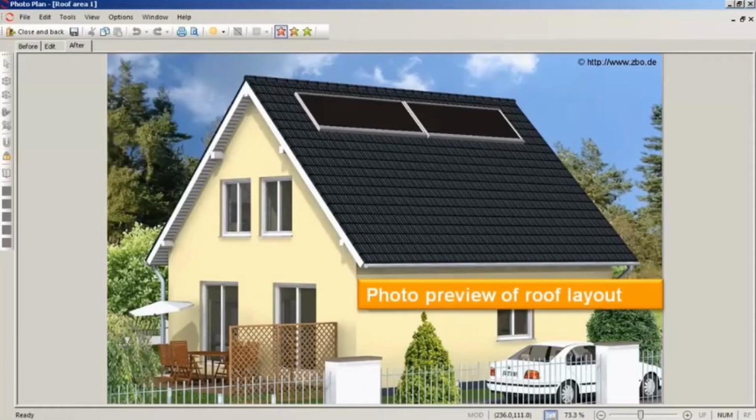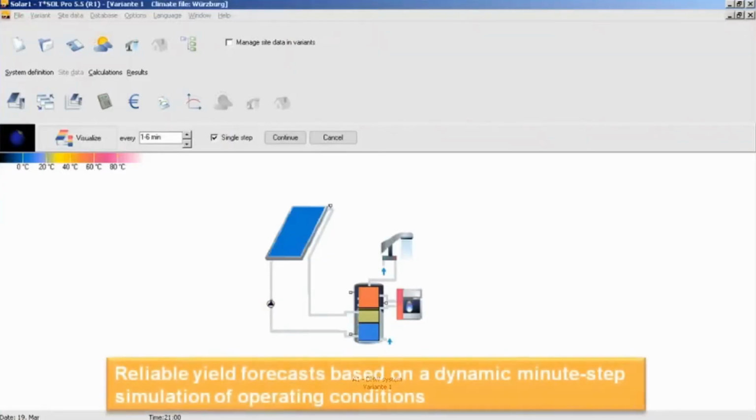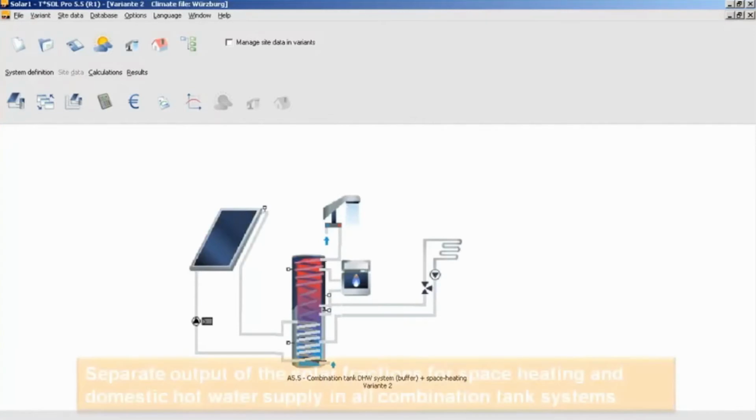I think the new version also has a nice photographic layout, so you can show it to the housewives and so on, who usually don't like the collectors because they look ugly, but you can discuss whether it's nice looking or not.